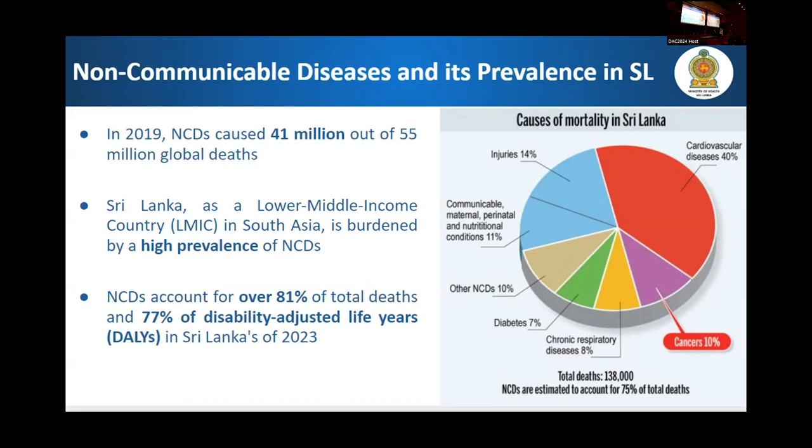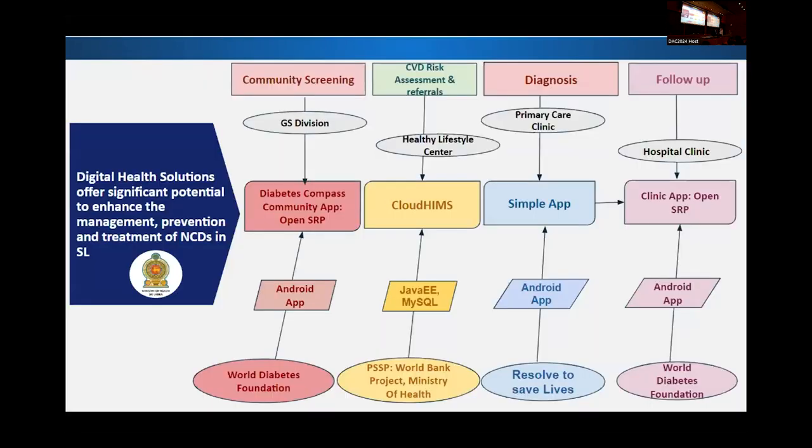They just don't turn up. So we had to move to the community to catch them. And one project that is being implemented in Sri Lanka, supported by the World Diabetic Federation and the Diabetes Compass team, along with the College of Endocrinologists and other partners, is to actually do a community screening.